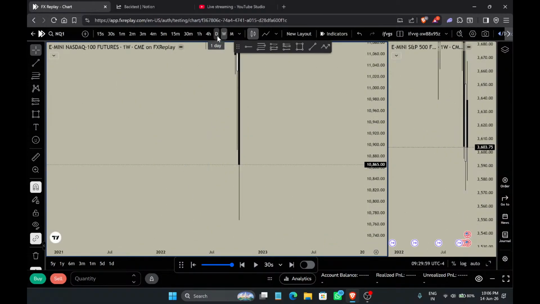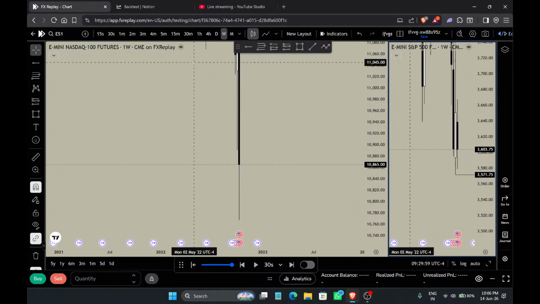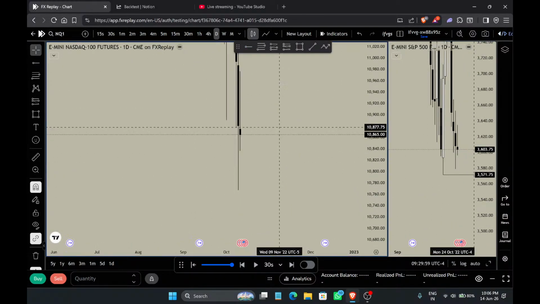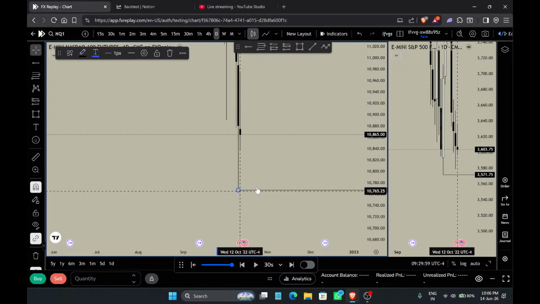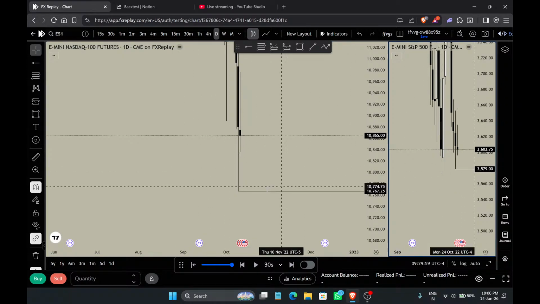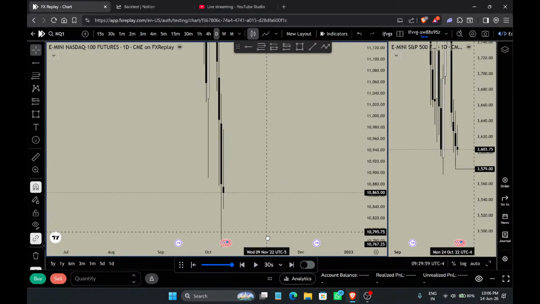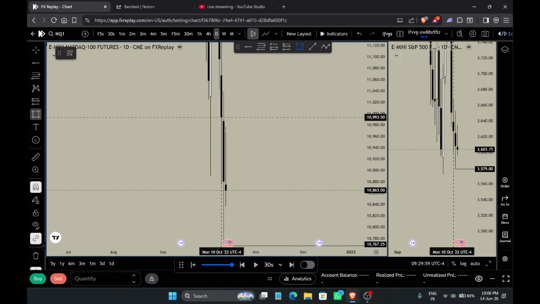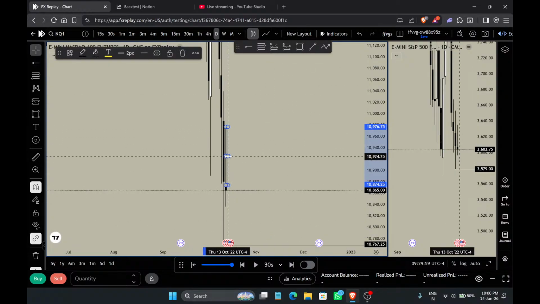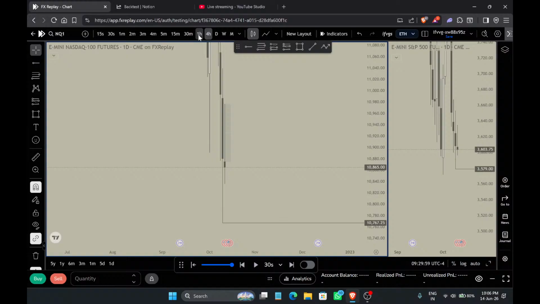Weekly, what do we have on the weekly? This untapped weekly level. We have the same level here. There we need to write legs. The rejection is saying maybe we should allow it.